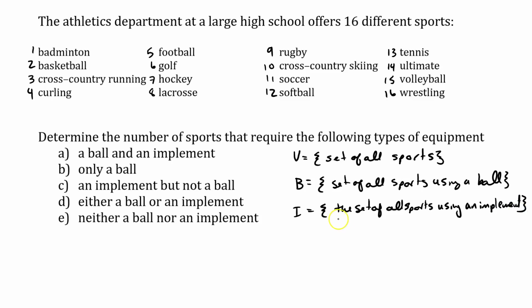Now, I just want to be clear, so using an implement means using a tool for the sport. Something like hockey would use an implement, or lacrosse would use an implement, whereas something like cross-country skiing, yeah, they have skis and they have ski poles, but that's a little bit different than using the actual implement to play the game. That might clear up some questions that could pop up.